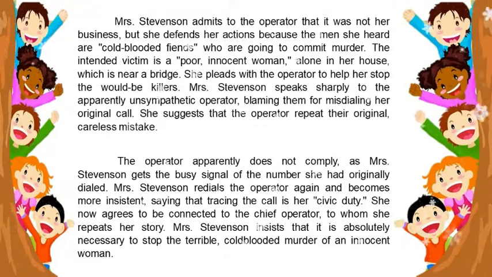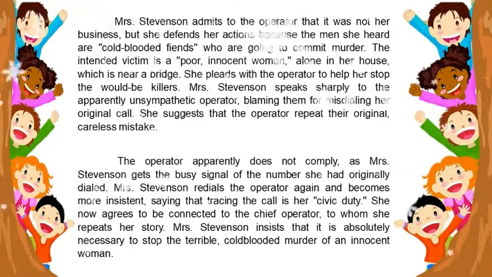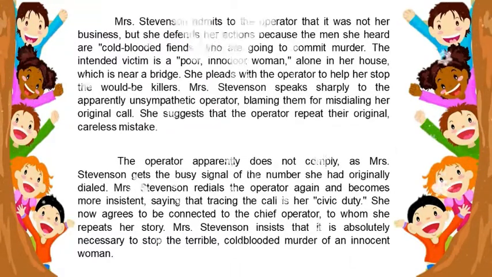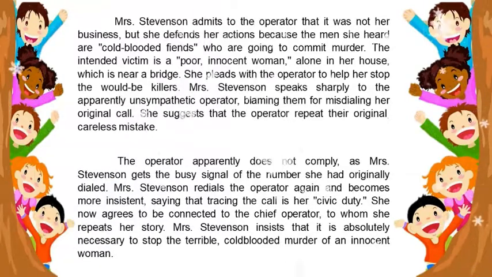The operator apparently does not comply, as Mrs. Stevenson gets the busy signal of the number she had originally dialed. Mrs. Stevenson redials the operator and becomes more insistent, saying that tracing the call is her civic duty. She now agrees to be connected to the chief operator, to whom she repeats her story. Mrs. Stevenson insists that it is absolutely necessary to stop the terrible, cold-blooded murder of an innocent woman.